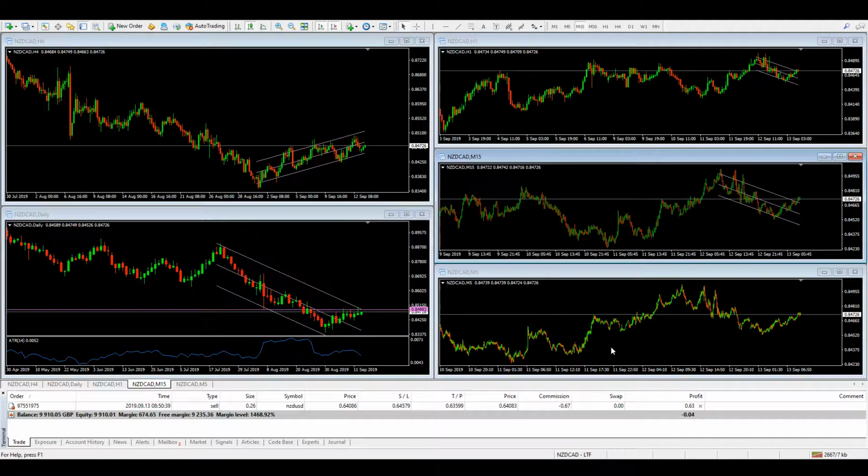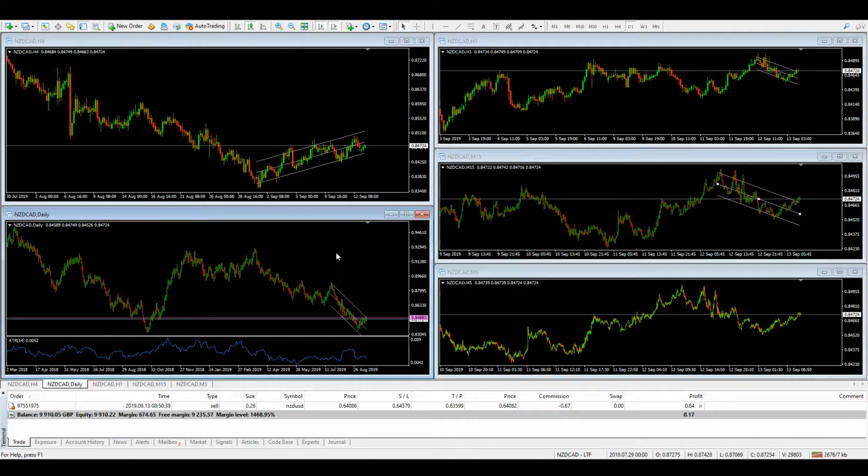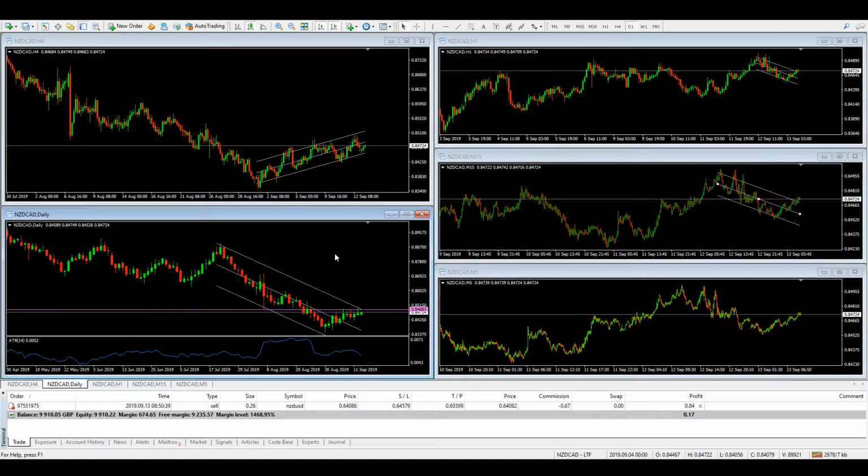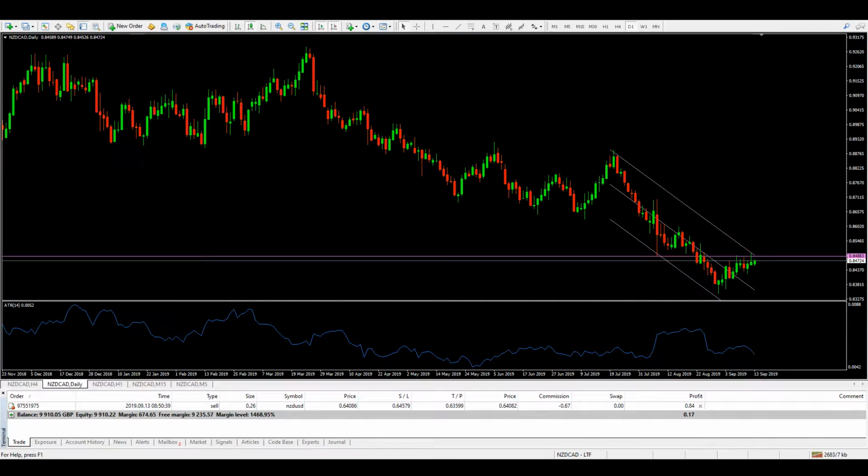NZD CAD, yeah, this looks interesting. So based on what we're seeing on the daily, let's just see how much of a retrace that is as well.